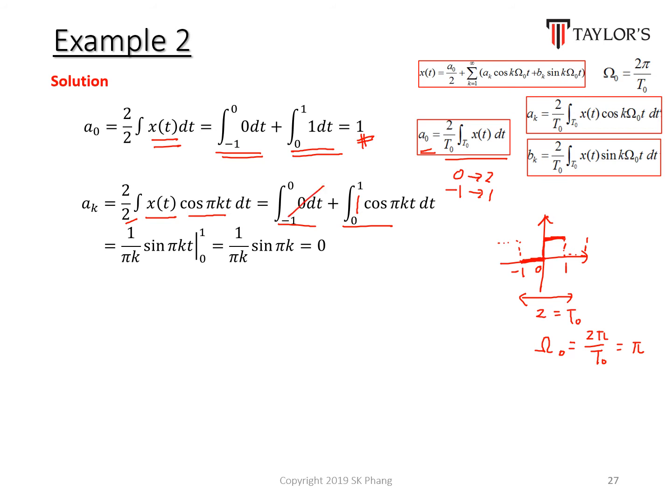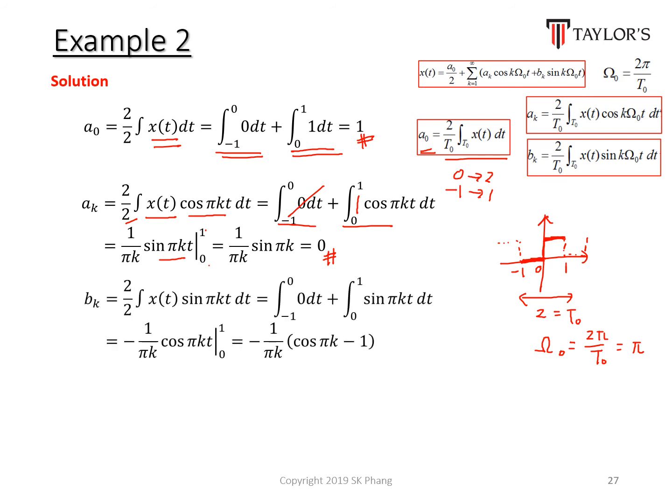And to integrate cosine k pi t, you arrive at the answer sine k pi t over k pi. And then you substitute the limits from 0 to 1 into your answer, and finally you obtain 0 as your answer. So you can just try it. You substitute 1 and 0 into this equation, and you finally obtain 0.